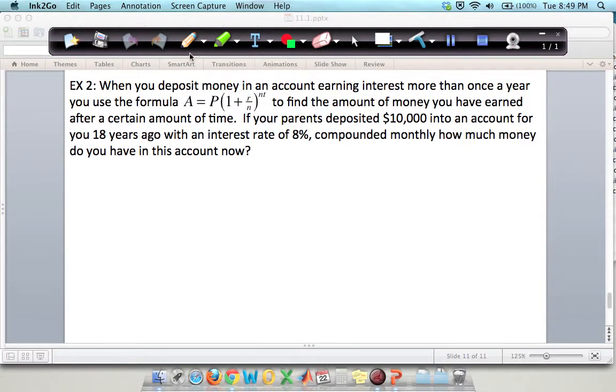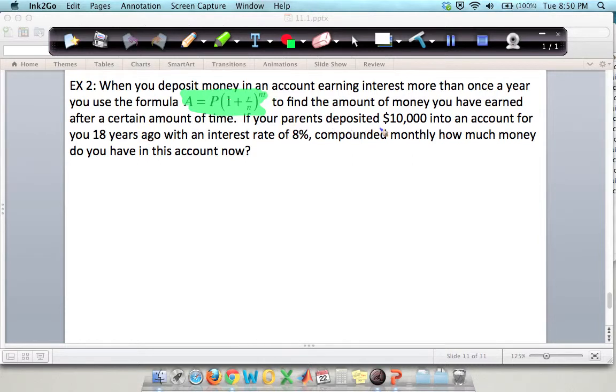Okay, so let's look at a finance problem. It says when you deposit money in an account earning interest more than once a year, so for example, a car loan, you have your interest compounded every month, a mortgage payment every month, credit card could be every day. In this case, this is money where you're gaining interest, not paying interest. Use this formula right here to find the amount of money you've earned after a certain amount of time.